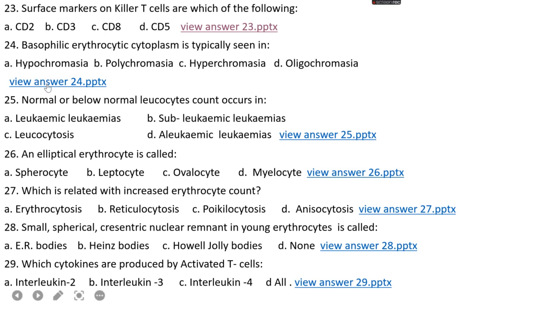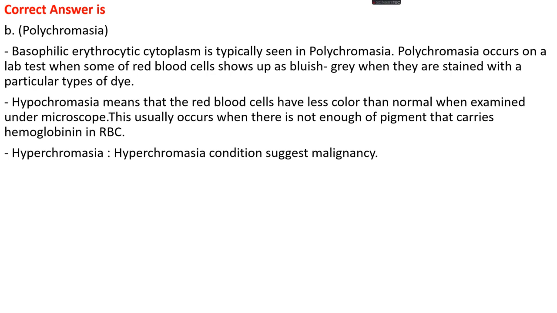The right answer is option B, that is polychromasia. Basophilic erythrocytic cytoplasm is typically seen in polychromasia. Polychromasia occurs on a lab test when some of the red blood cells show up as bluish gray when they are stained with a particular type of dye, while hypochromasia means that the red blood cells have less color than normal when examined under a microscope.